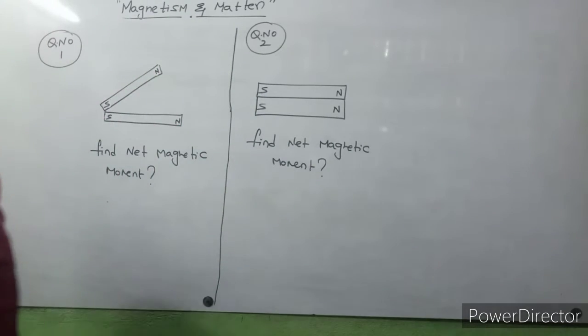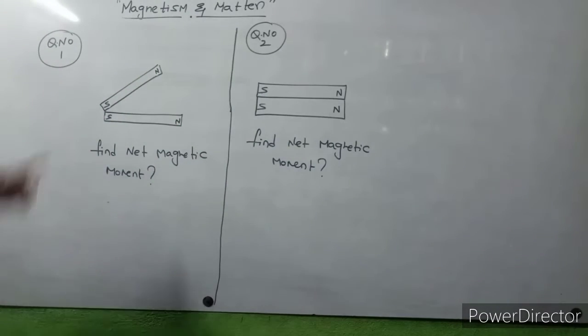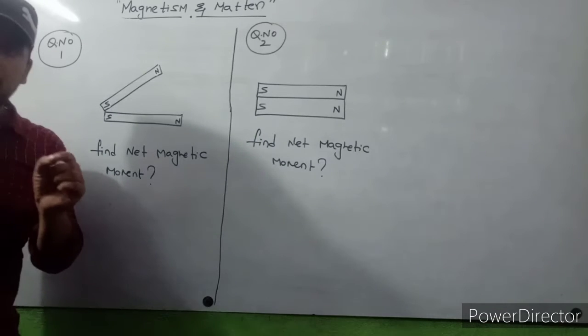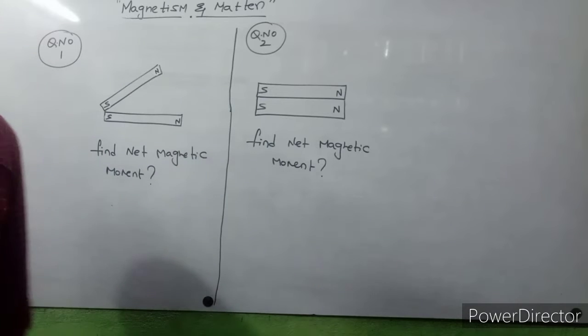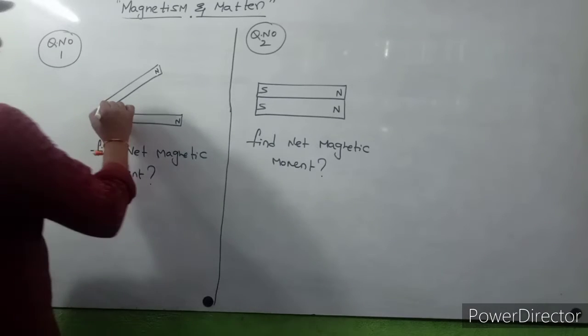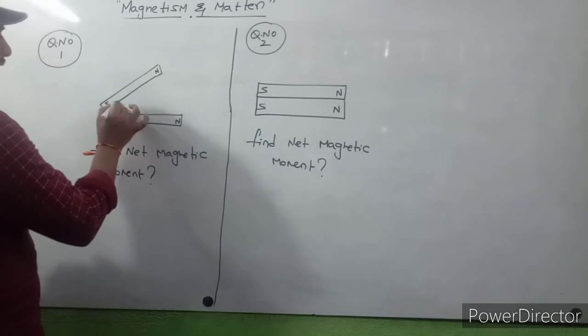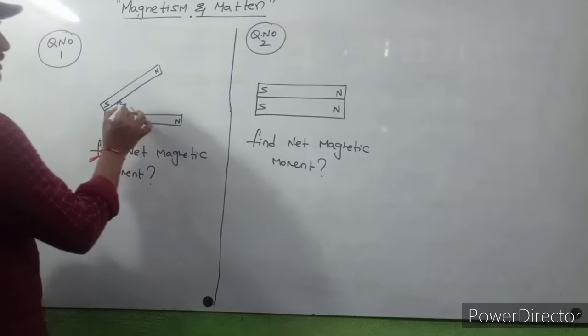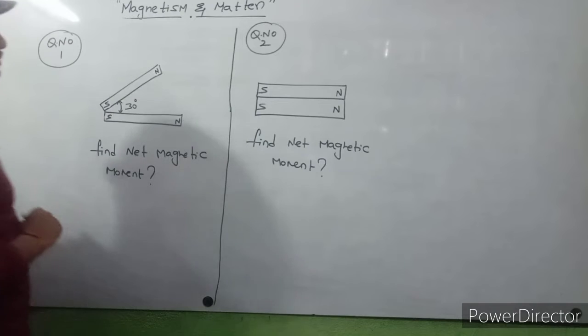So find net magnetic moment. These are the 2 questions. How to find net magnetic moment in this case? First draw the direction of magnetic moments. Here angle between them is given, some 30 degrees.